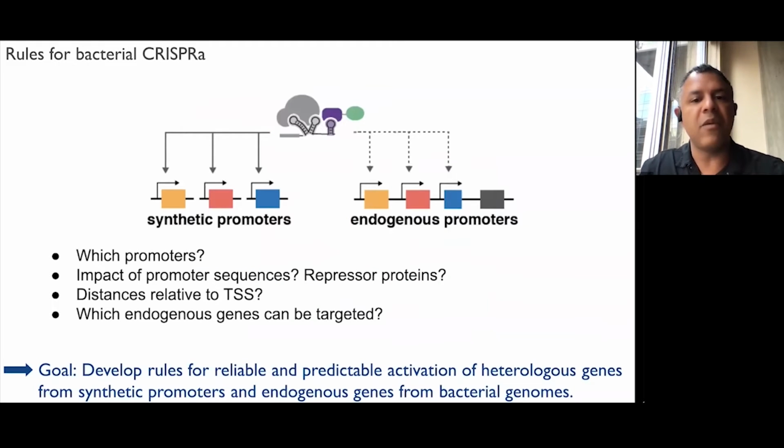Now, I'm going to begin with a few more results, drilling down in more detail on some more recent work. And I want to begin with some of our results investigating questions that came out of that initial description of the system. And here are a couple of them. Which promoters can we actually activate using CRISPR activation in bacteria? What's the impact of the promoter sequence or the presence of transcriptional repressors? Can we gain a clear idea of where exactly we have to put the CRISPR activation complex relative to the transcription start site to get effective transcription initiation? Our hope was that we could learn to effectively activate genes from synthetic promoters, that is, engineered promoters that were controlling our heterologous gene products, and also develop a set of rules that would allow us to activate genes from within bacterial genomes.